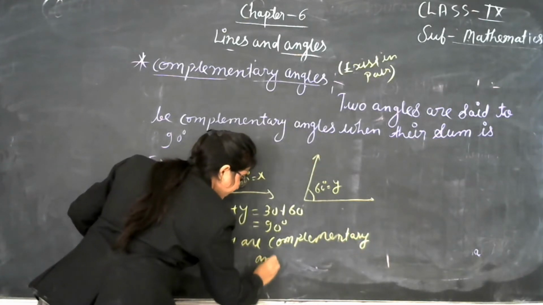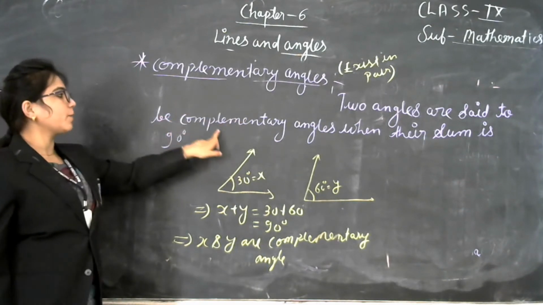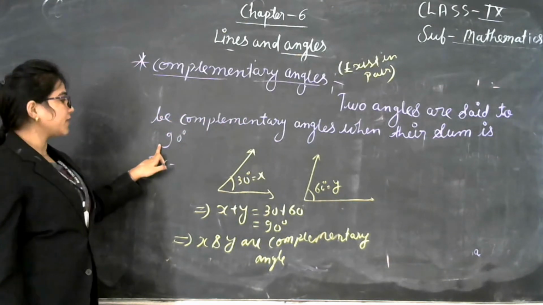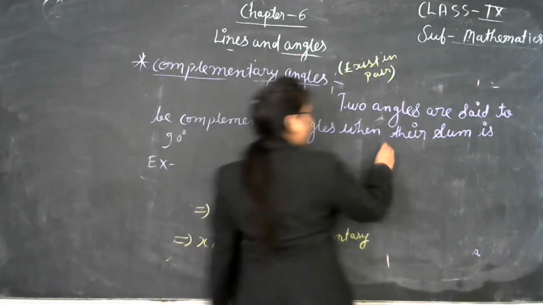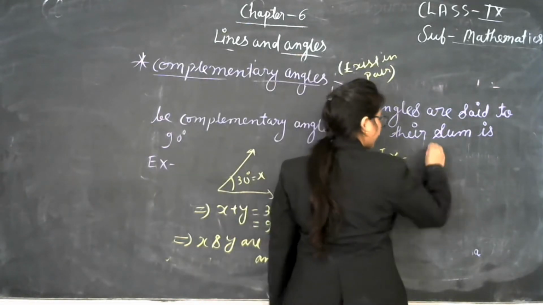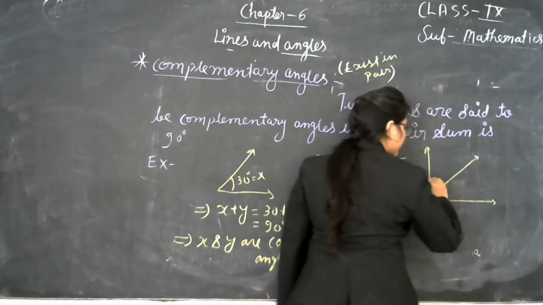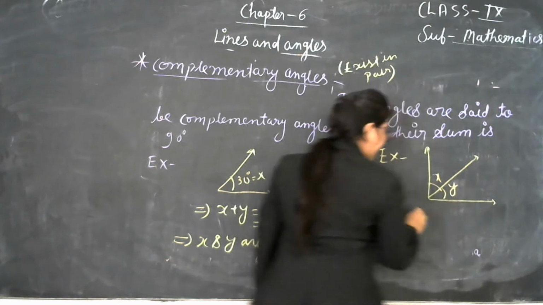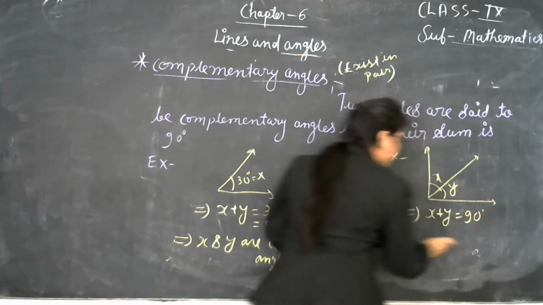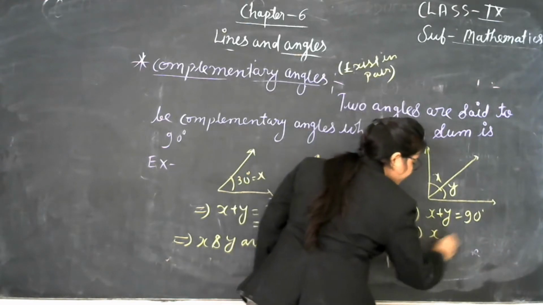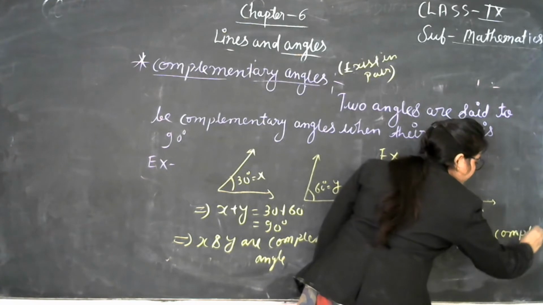So complementary angles are two angles whose sum is 90 degrees. Now another example. Here X and Y, it implies X plus Y is equal to 90 degrees. It means X and Y are complementary angles.